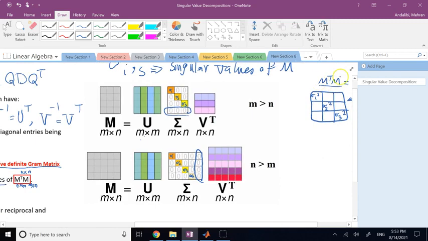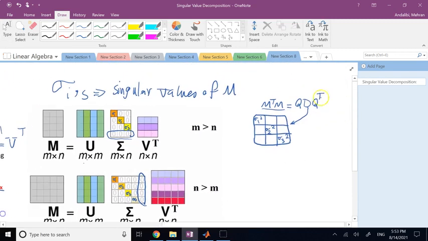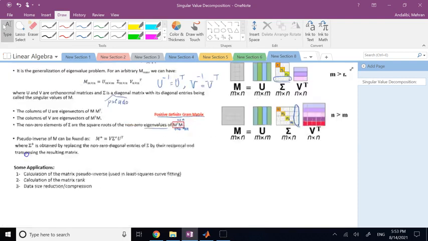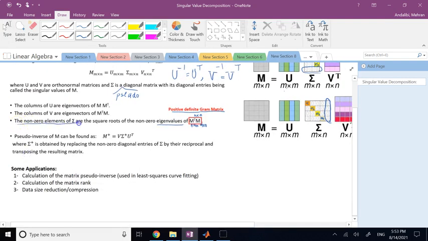So how do I get singular values? I calculate M transpose M. I find the eigenvalues of that, which are in this matrix D, and then the square root of those eigenvalues that are not equal to 0, the non-zero eigenvalues, the square root of them are what? The singular values, sigmas, okay? So that is what you can see here.